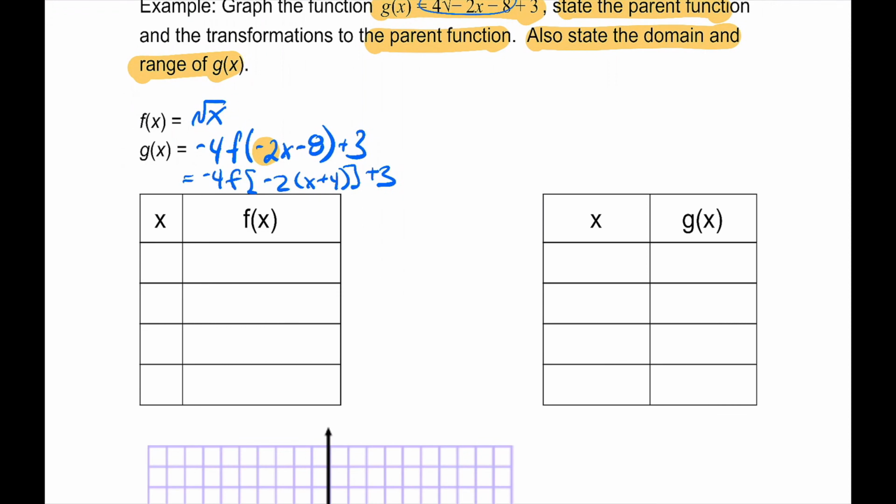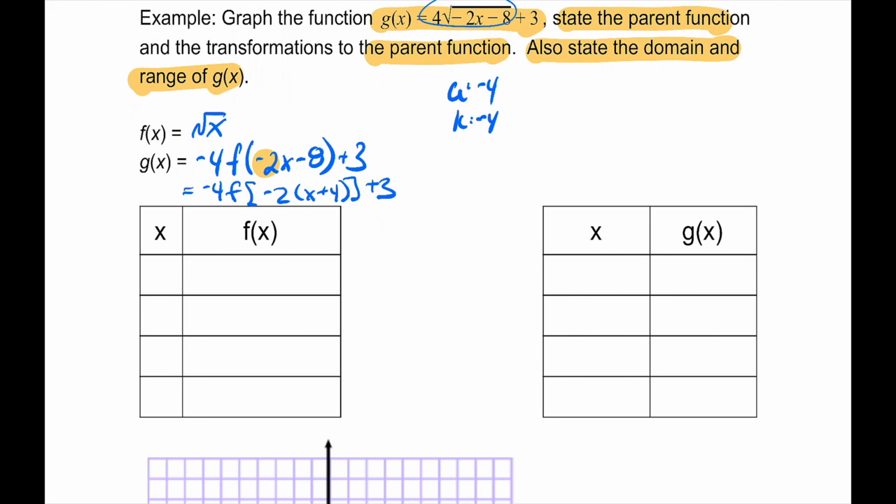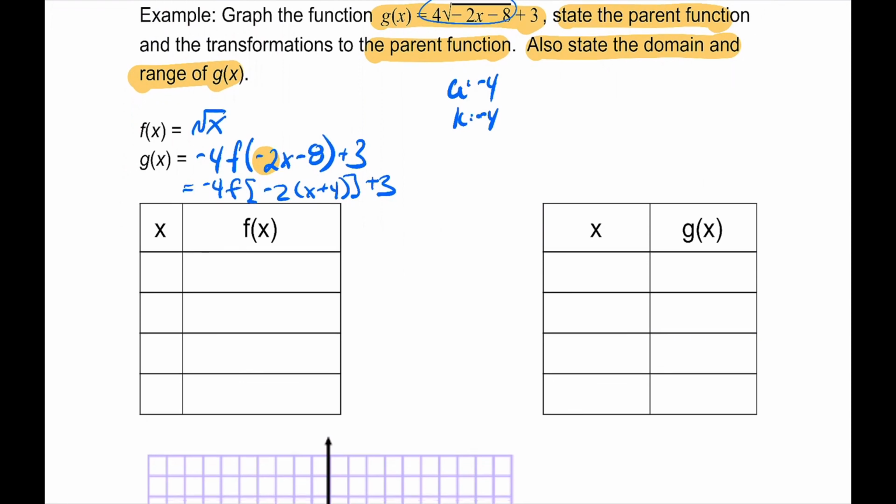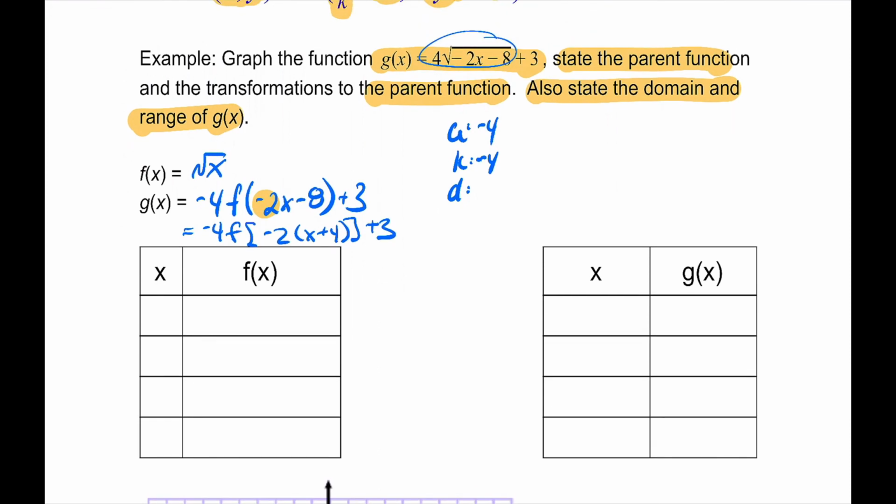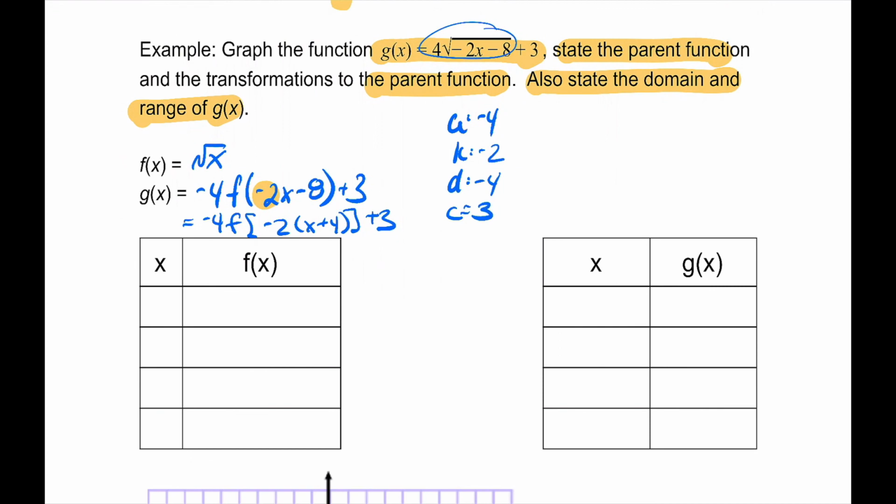So let's quickly identify my a attribute. My a attribute is negative 4. My k is a negative 4 as well. So not really the best example because both values are the same, but we'll see what we're going to be doing here. The d value, so what makes that 0 inside the brackets? Oh, I did it again. The k value, it's not negative 4, I'm jumping the gun. The k value here is negative 2, as my d value is negative 4. And then my c value here is going to be a positive 3.